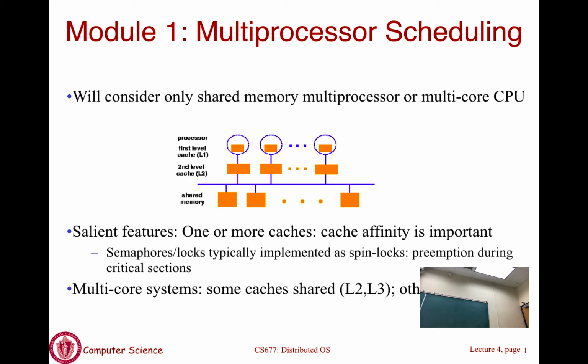Thank you. Okay. So multiprocessor scheduling, that's the first module. This is the picture you want to keep in mind. The circles at the top are processors. So this is one machine. We are still talking about one machine, multiple cores or multiple CPUs.